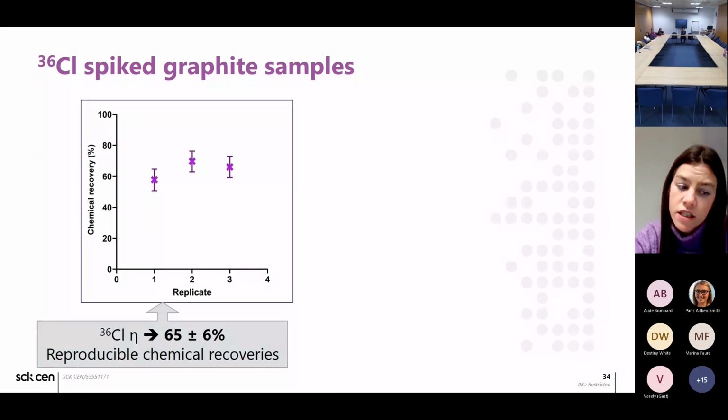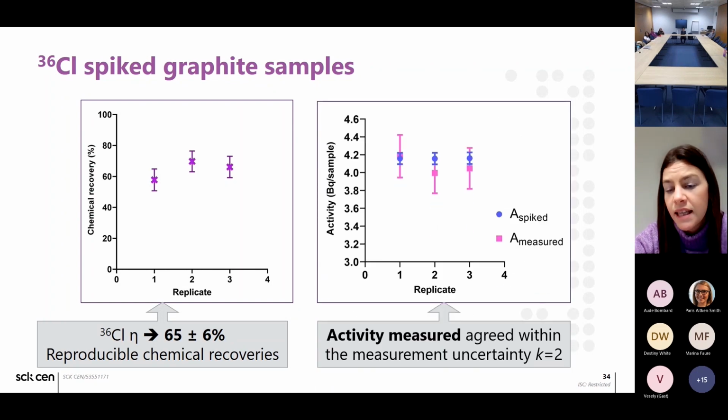So what we saw first was reproducible chemical recoveries between the three replicates with an average value of 65%. And then we compared the activity spiked with the activity measured.